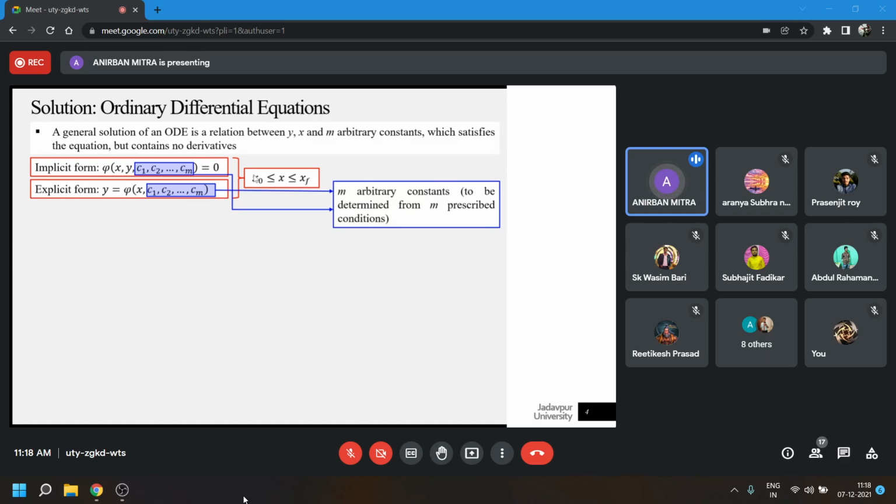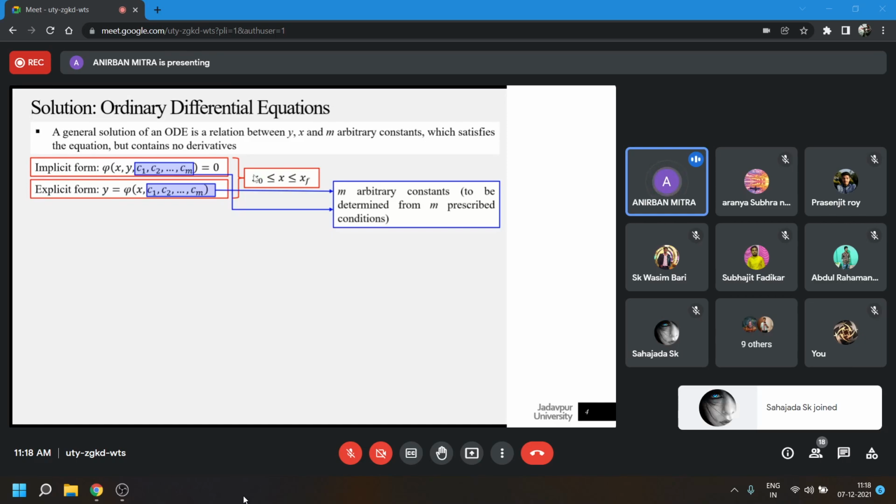How about these arbitrary constants? How can we obtain the values for them? They can be determined from m prescribed conditions. That means the ordinary differential equation in itself is not enough. It has to be supplied with certain conditions. If those conditions are not provided, it is difficult to solve for the ordinary differential equations.